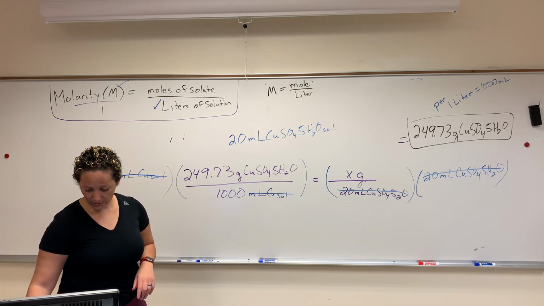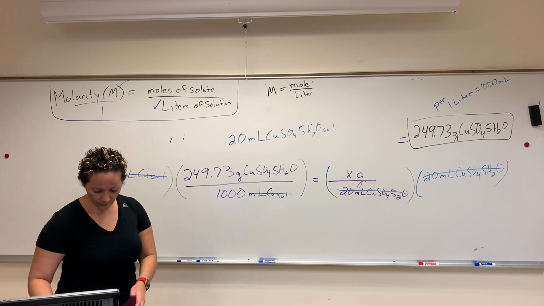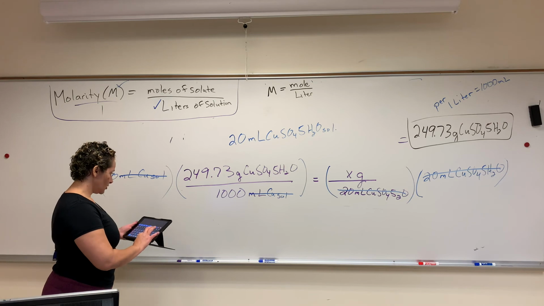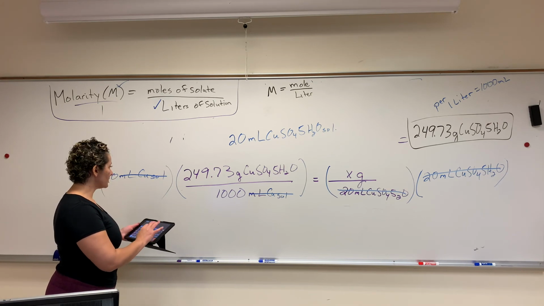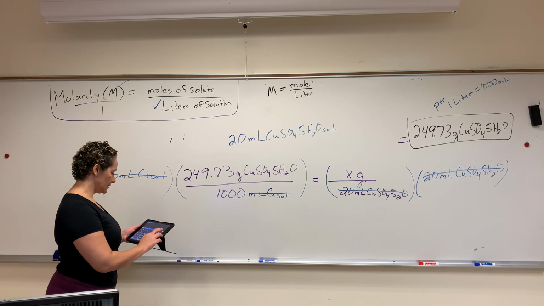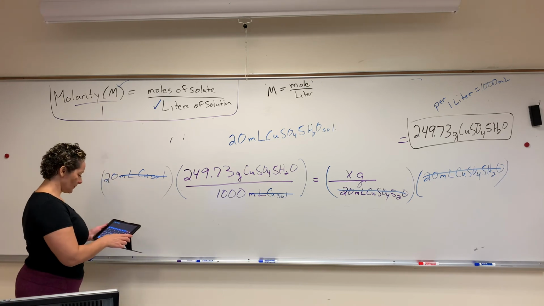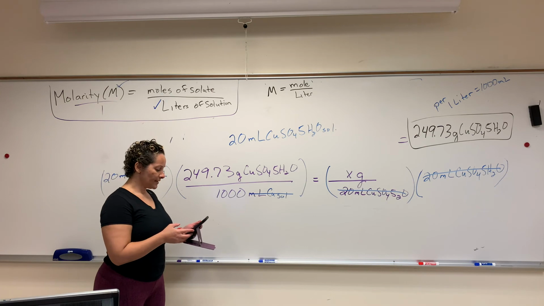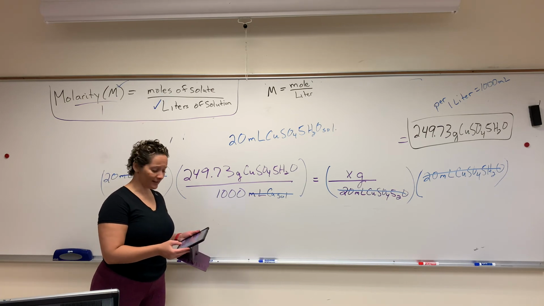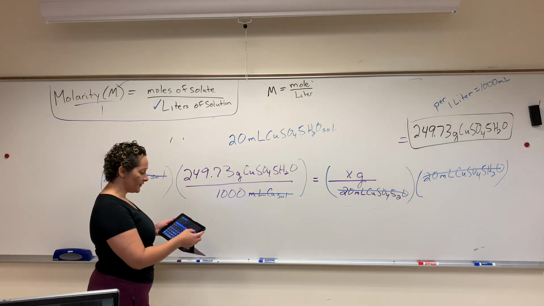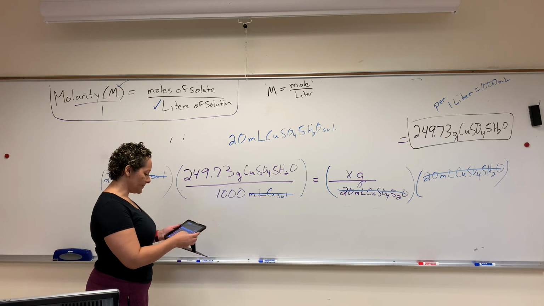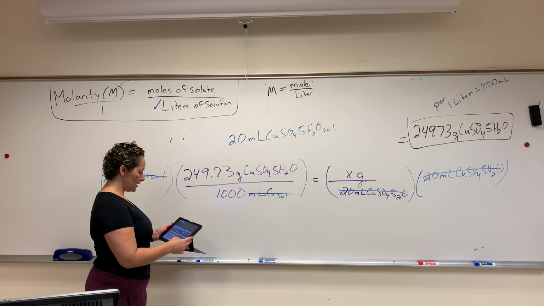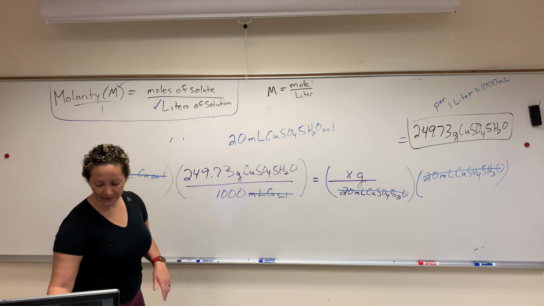I'm gonna go ahead and do that. So 20 times, so this is going to be 249.73 times 20 equals 4,994.6. Hope you got the same. Oh yeah, it is. Okay. Divided by 1,000 equals 4.9946.